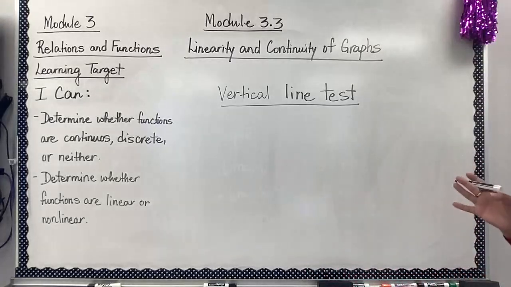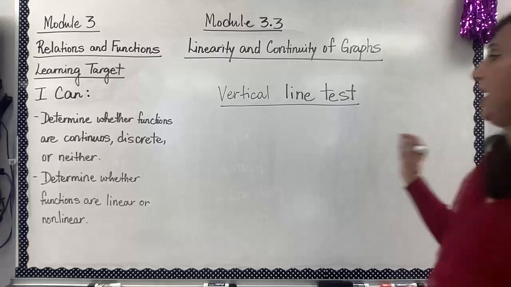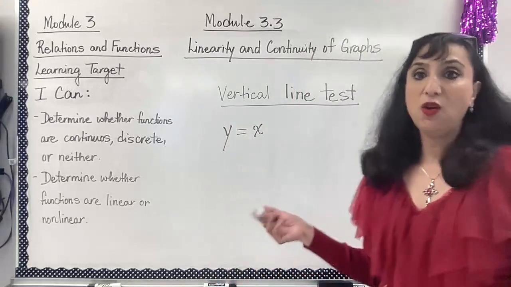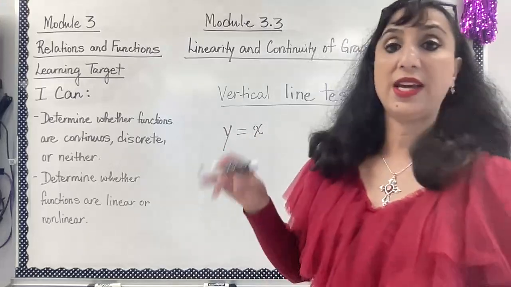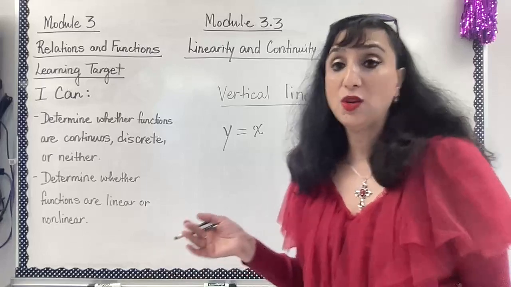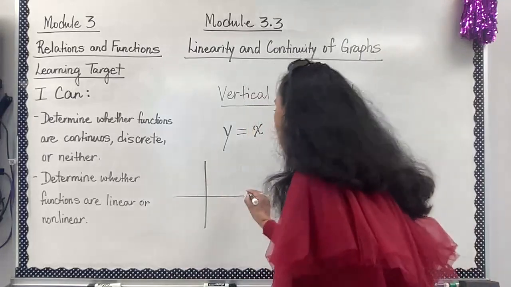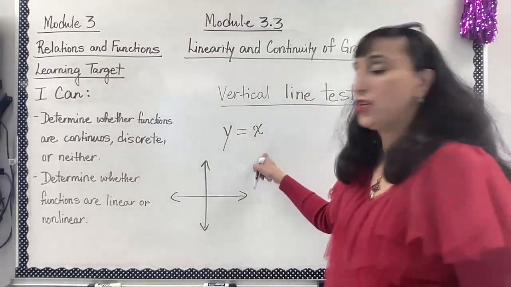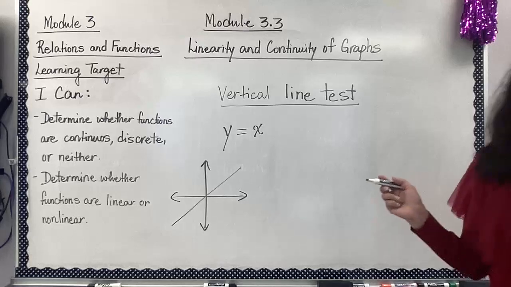Again, a reflection of what we've done in module 3.2. So let's look at this. Let's say I give you y is equal to x, and that's my equation. If x is 2, y is 2. If x is 0, y is 0. If x is 5, y is 5. So it is going to be a straight line in this case. If I have a graph, y is equal to x is going to be a straight line like this. That's literally what I'm going to be getting.